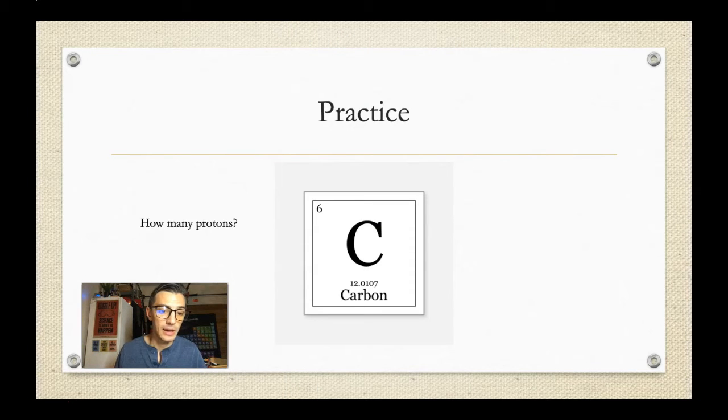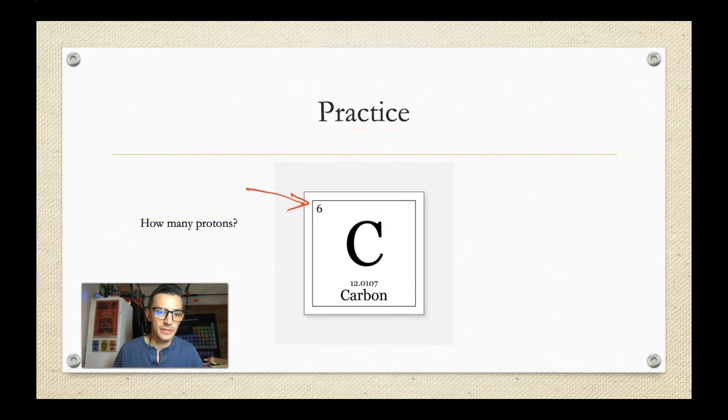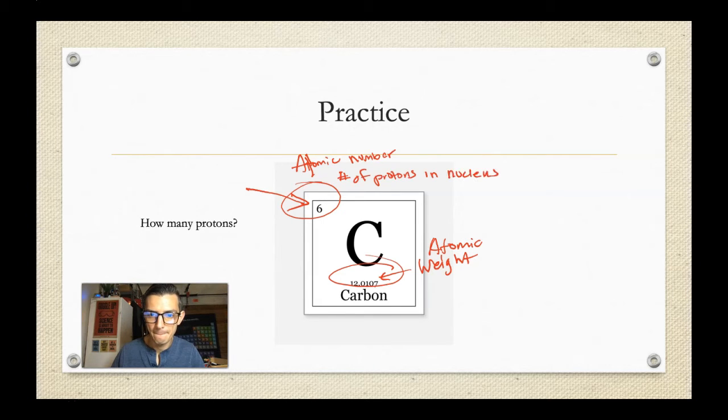Now, let's see if you can get these questions correct on a couple practice problems. How many protons are in carbon? See if you can get the answer. Now, we see in the element square that there's just 2 numbers, a 6 and a 12. Well, this 12, especially because it's got a bunch of decimals after it, this is the weight, right? This is the atomic weight. But the atomic number is the number of protons in the nucleus. So this number is the number of protons, 6.